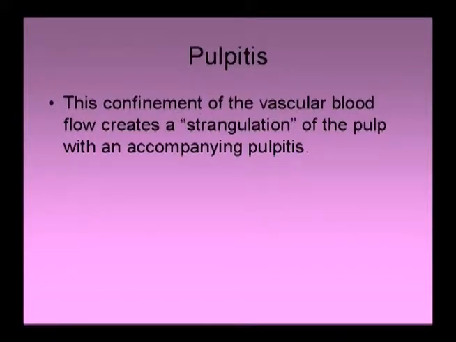Pulpitis, itis always meaning inflammation, so inflammation of the pulp, is caused by the confinement of the vascular blood flow and the subsequent strangulation of the pulp, accompanied by the pulpitis, which is one of the first causative or pain experiences that the patient will feel. Brief review of periosteum.